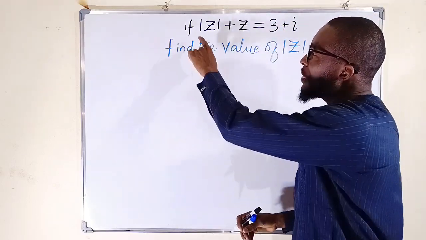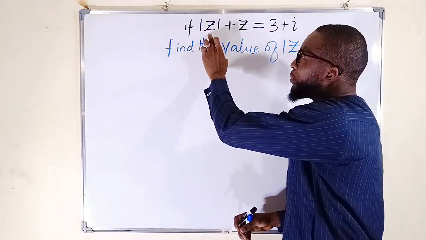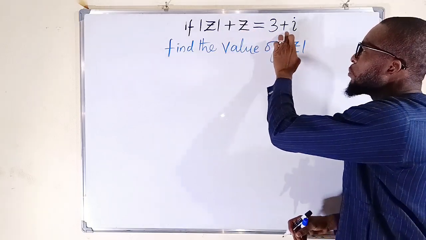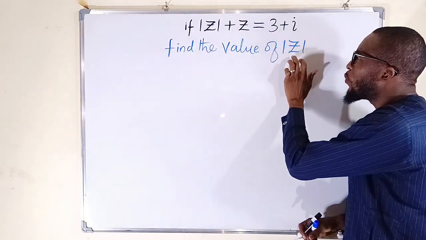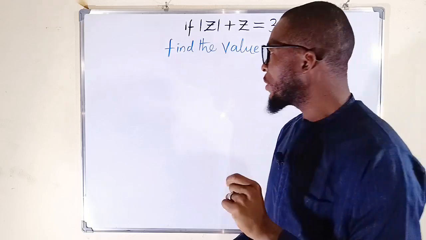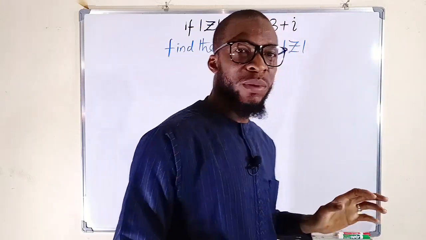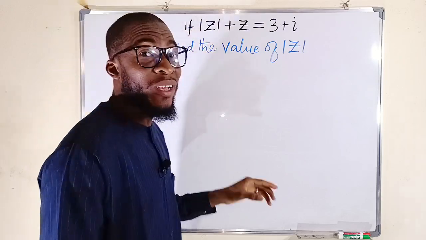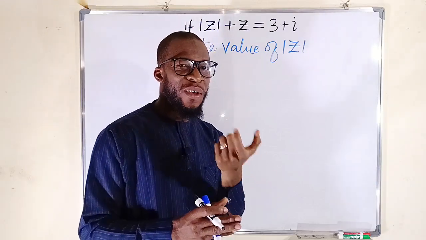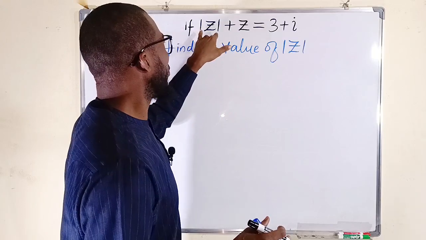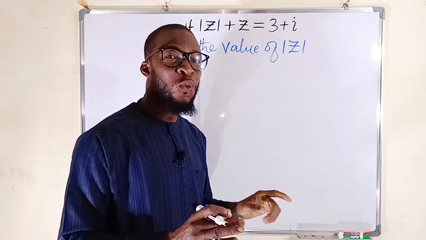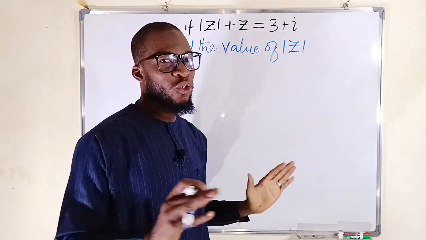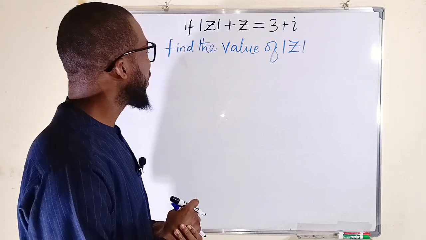We are given that the modulus of z plus z is equal to 3 plus i, and we are asked to find the value of the modulus of z. One thing you should know before you start solving this problem is that we are not looking for z modulus as a subject here, rather a value. And you know that the absolute value of z is a real number, while z itself is said to be a complex number. All right, let's get started.